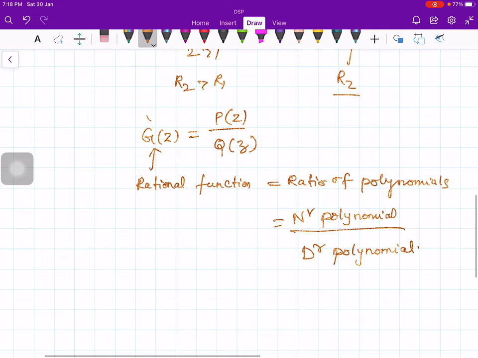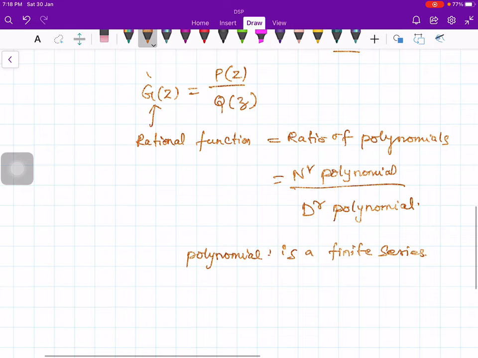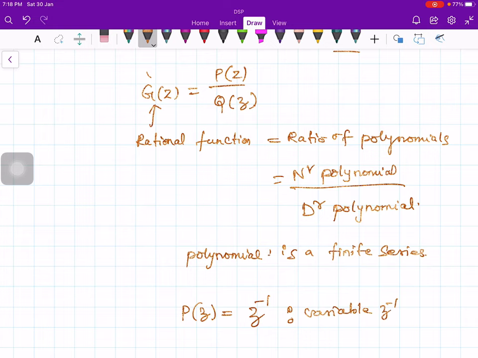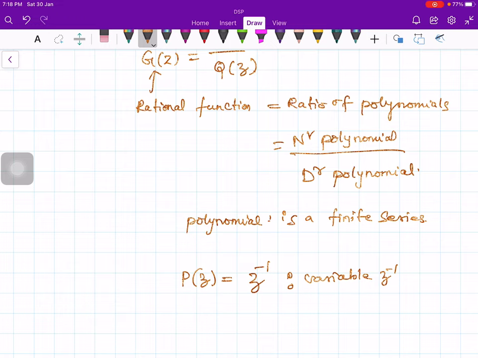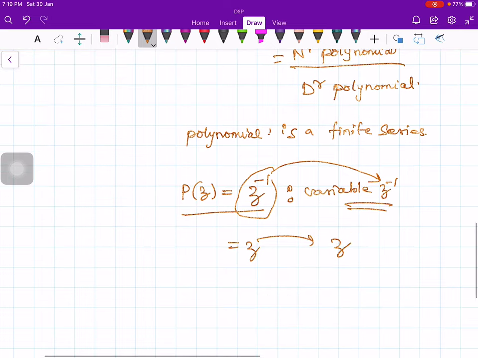We said a polynomial is a finite series. What do we mean by polynomial? It is a finite series with a finite number of terms, containing only integral positive powers of the variable. If you write P of z as a polynomial in z inverse, the variable is z inverse. If z is the variable, then P of z is a polynomial in z. For example, when I write 1 plus z squared, this is a polynomial.